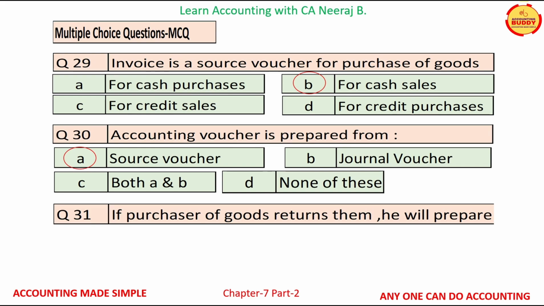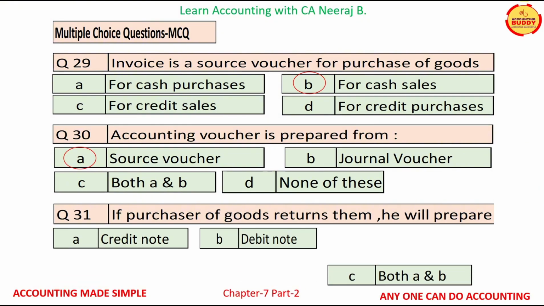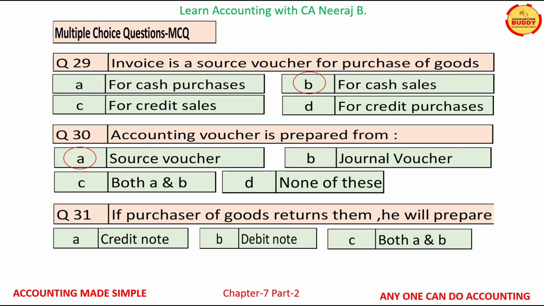Question number 31. If purchaser of goods returns them, he will prepare. Options available are option A credit note, option B debit note, option C both A and B, and option D none of these. And the correct answer is B debit note. If purchaser of goods returns them, he will prepare a debit note.